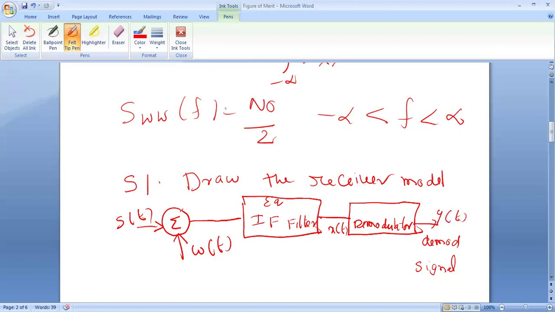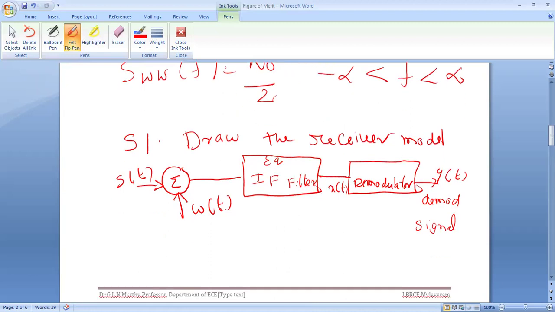Now, which demodulator you use depends on the modulation scheme. If the modulation scheme is double sideband full carrier AM, I will use envelope detection. For double sideband suppressed carrier AM, I use coherent detection. For single sideband suppressed carrier AM, again I use coherent detection. And for FM, we use a limiter followed by a discriminator and a low pass filter. So the first step in evaluating the figure of merit is drawing the receiver model.